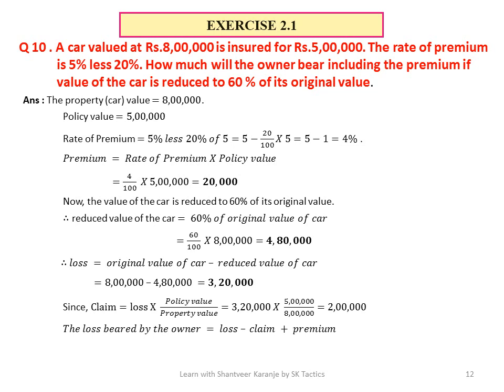So the loss borne by the owner is nothing but loss minus claim, because the claim will be received back, and the premium has also gone from his hand. So loss and premium will be added, and the claim, which is money coming back, will be subtracted. So loss is 3,20,000, claim is 2 lakh and premium is 20,000. With all this calculation, the loss borne by the owner is 1,40,000. I hope it is understood.